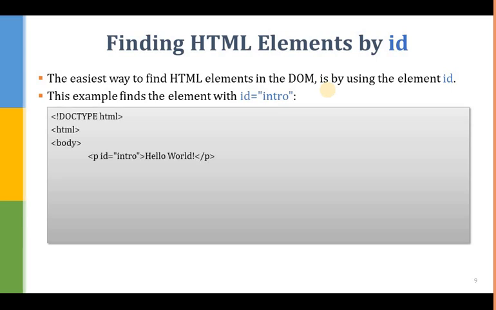Okay, in this example I have a paragraph tag with ID equal to intro. Now I want to find it. So in the script tag, what will I write? var x = document.getElementById("intro"), and within the parentheses, in double quotes, you have to pass the value. Now just see this line, var x = document.getElementById.